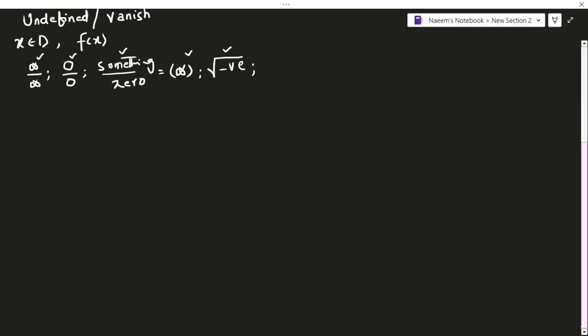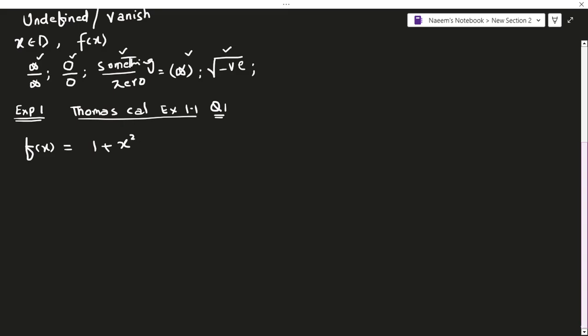First of all, example 1. This example comes directly from Thomas Calculus, exercise 1.1, question number 1. Find the domain of this function f of x equal to 1 plus x squared.